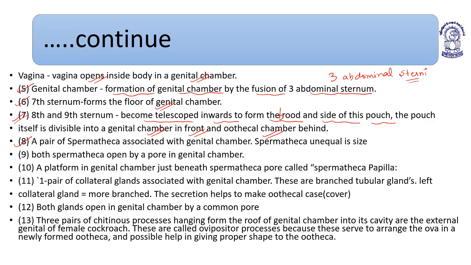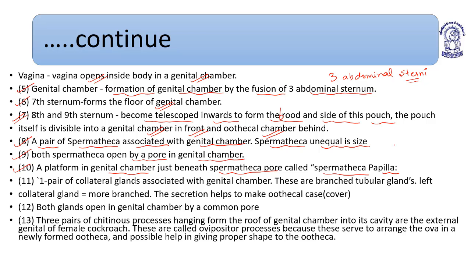The eighth point is a pair of spermathecae associated with the genital chamber. The spermathecae are unequal in size, although they are paired. Both spermathecae open by a pore in the genital chamber. A platform in the genital chamber just beneath the spermathecal pore is called the spermathecal papilla.